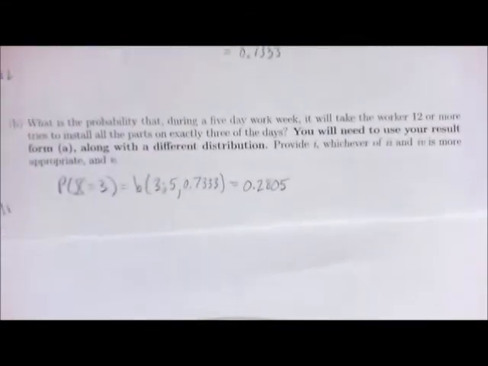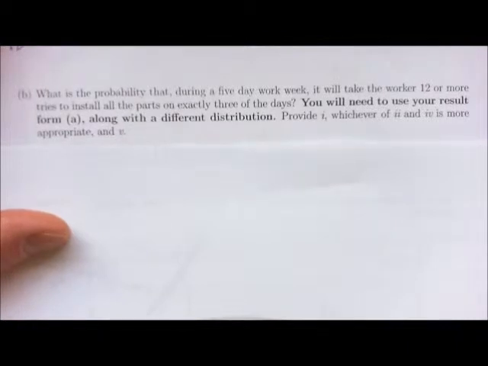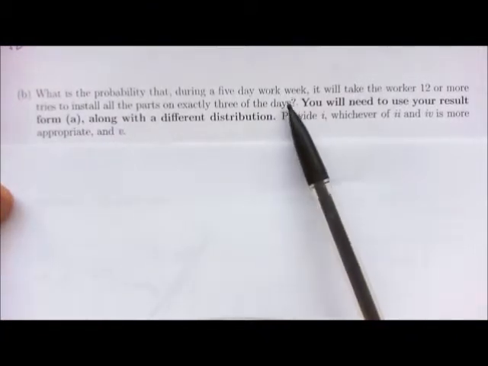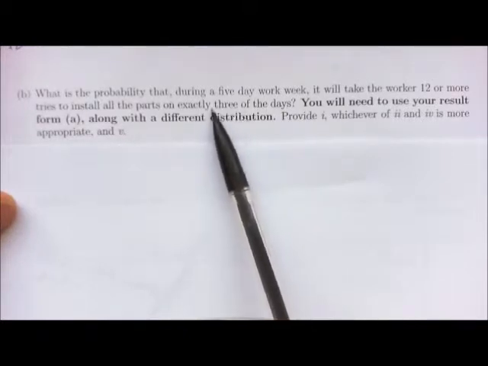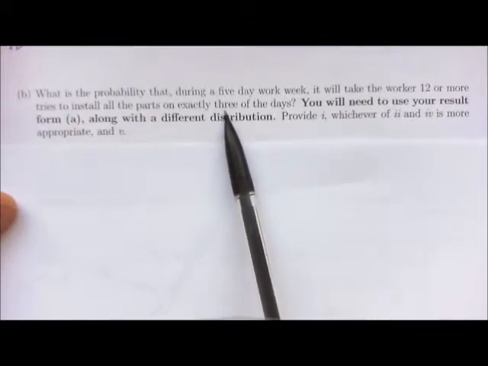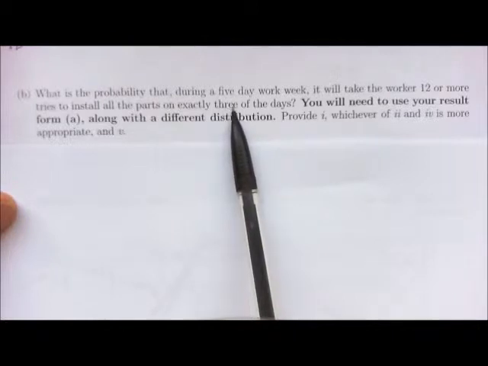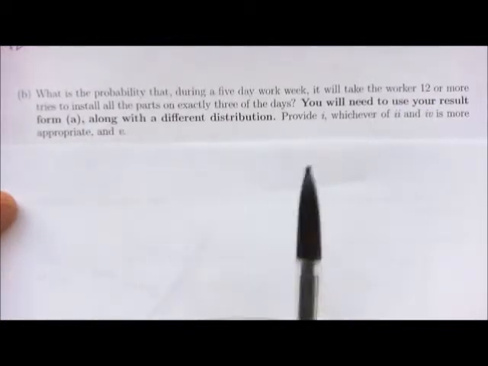In part B, what we ask for is the probability that during a 5-day work week, it'll take the worker 12 or more tries to install all the parts on exactly 3 of the days. Our variable would be the number of days in which this worker takes 12 or more tries to install the parts in a 5-day week.